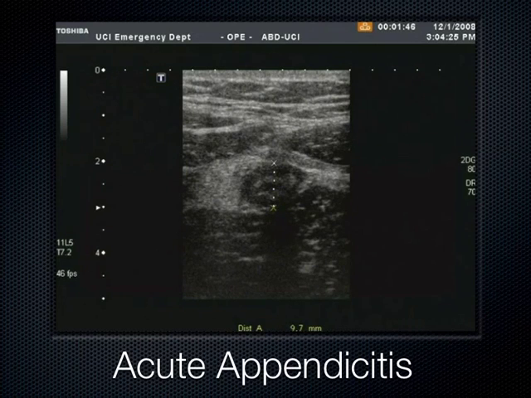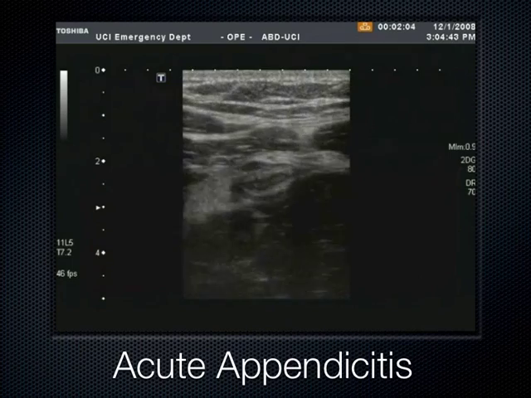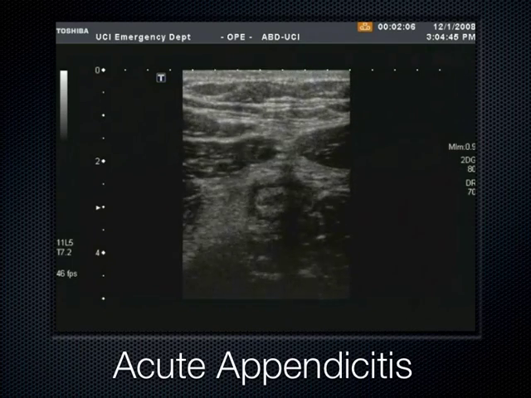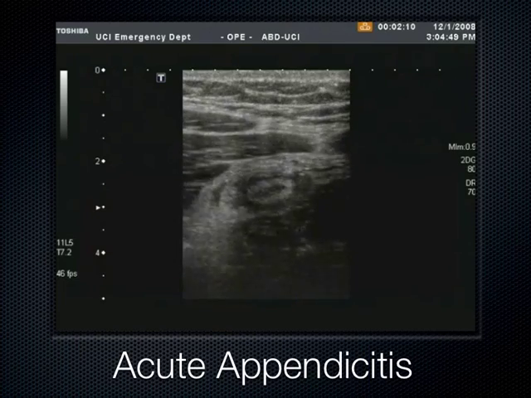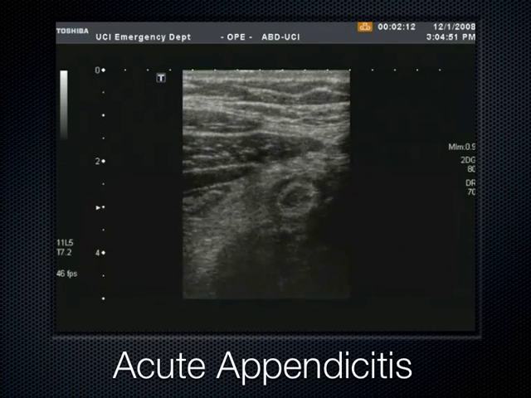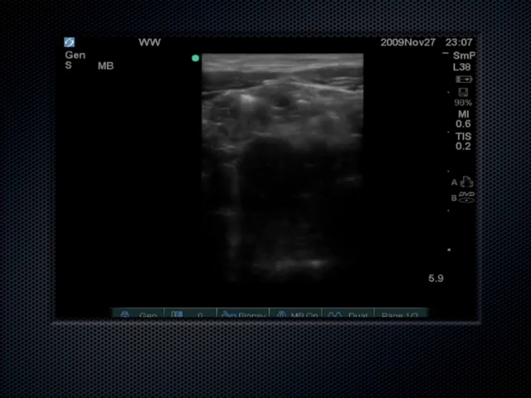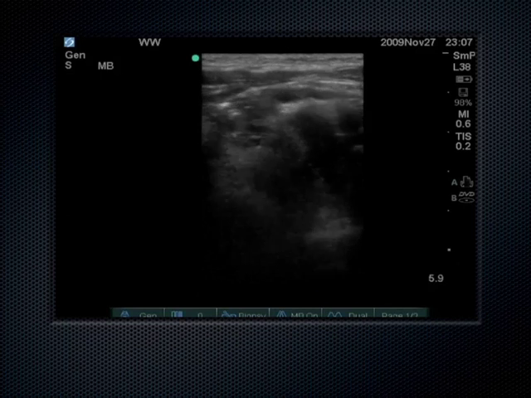musculature, here's some abdominal wall musculature, probably abdominal oblique, here's rectus, this is psoas, it squishes that appendix there, and the appendix is a non-compressible tubular structure in the right lower quadrant that measures more than 6 millimeters. That's how you do it. That's the technique. Here we're trying to identify the appendix.